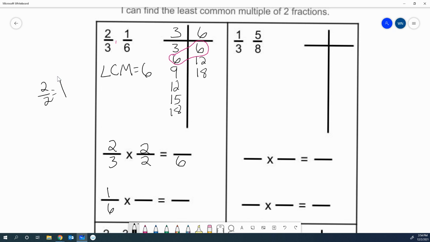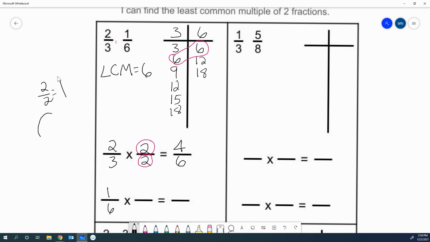So we know 2 times 3 is 6. 2 times 2 is 4. The most important thing to remember is that if you multiply the denominator by a number, you also have to multiply the numerator by the exact same number. Otherwise, you're not multiplying it by 1 and it's not equal anymore. Let's remind ourselves that 2/3 is equal to 4/6.